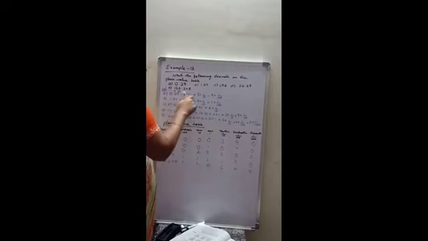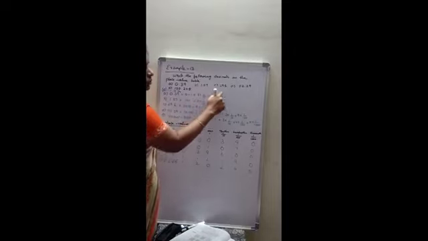See here, 0.39. 0 is in which place? Ones place. 3 in tenths place. 9 in hundredths place. So you can write down the expanded form of 0.39: 0 into 1 plus 3 into 1 by 10 plus 9 into 1 by 100. Write it like this for all the given numbers.